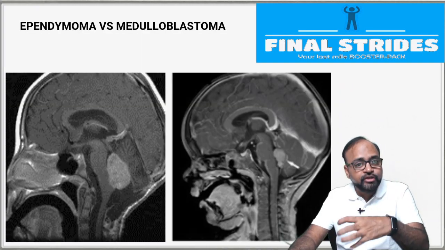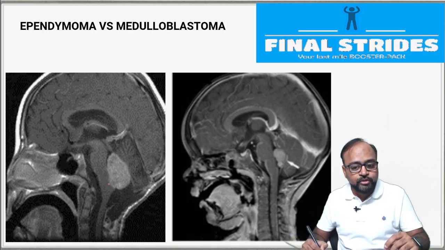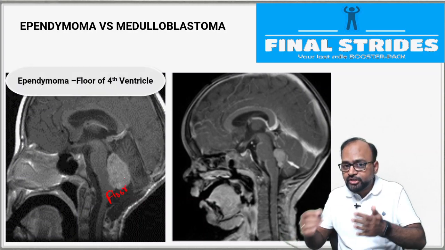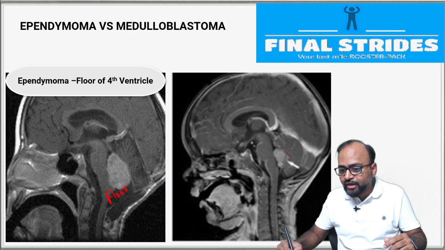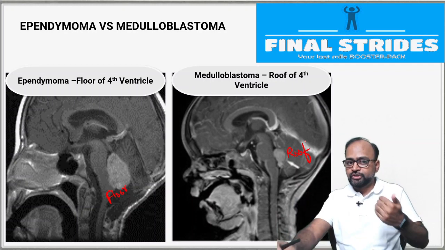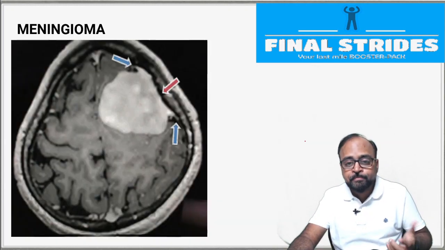Right, now in the posterior fossa, especially in children, if you see a lesion that predominantly arises from the floor of the fourth ventricle, it is usually an ependymoma. Whereas in children, if you see a lesion that predominantly arises from the roof of the fourth ventricle, then it is usually medulloblastoma. Posterior fossa lesions: floor, ependymoma; roof origin is medulloblastoma.